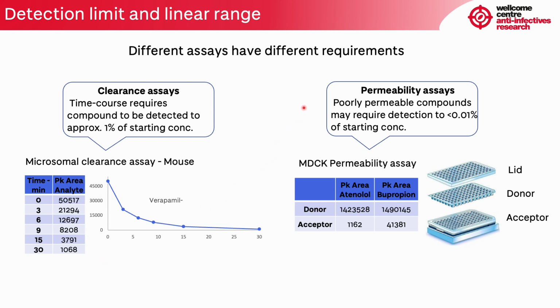For permeability, we're looking at diffusion of compound through a membrane, and for comparison looked at two compounds, atenolol and bupropion. Atenolol is poorly permeable, and as you can see, the level in the acceptor well of around 1,000 is much lower than that in the donor well, which is around 1.5 million. For atenolol, we now need to see a much greater linear range, with the acceptor being around 0.05% of the original concentration in the donor well.